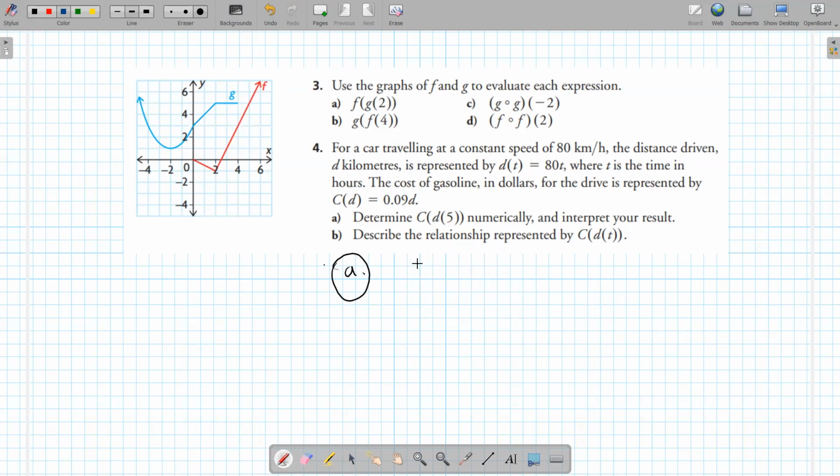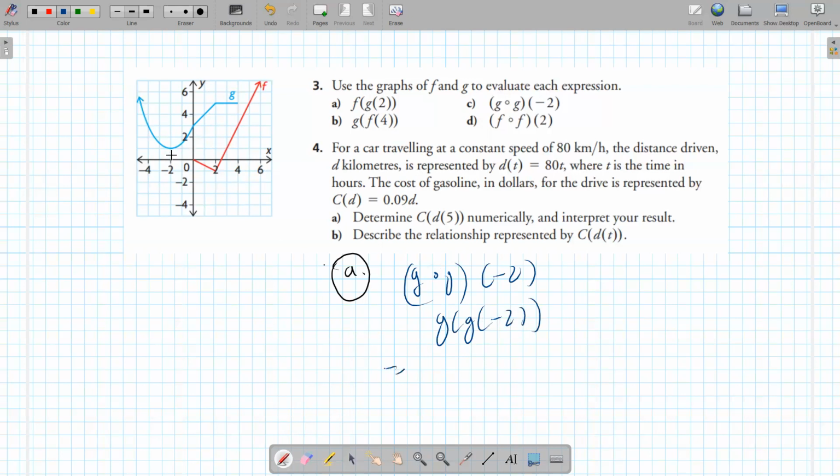f of 4 is a 3. So you get g of 3. What's g of 3? It's 5. Then you're done. Or is it actually g of 3? It is. I'm looking at the wrong one. It is 5. The next one is g∘g of -2, which is the same thing as g of g of -2.